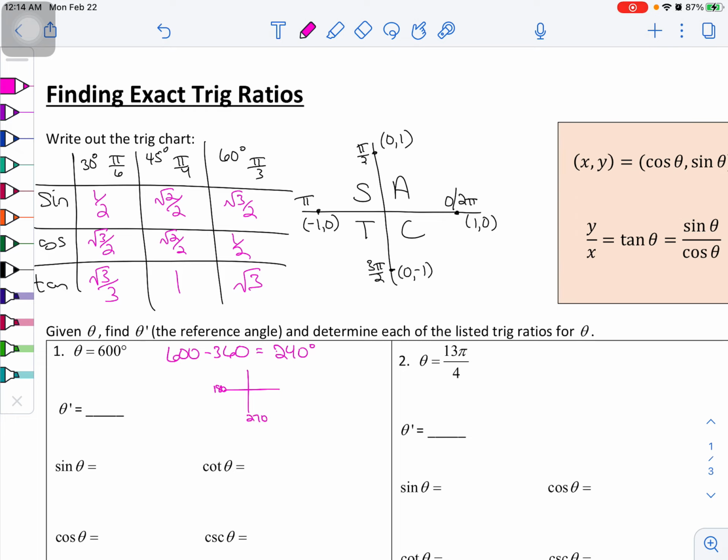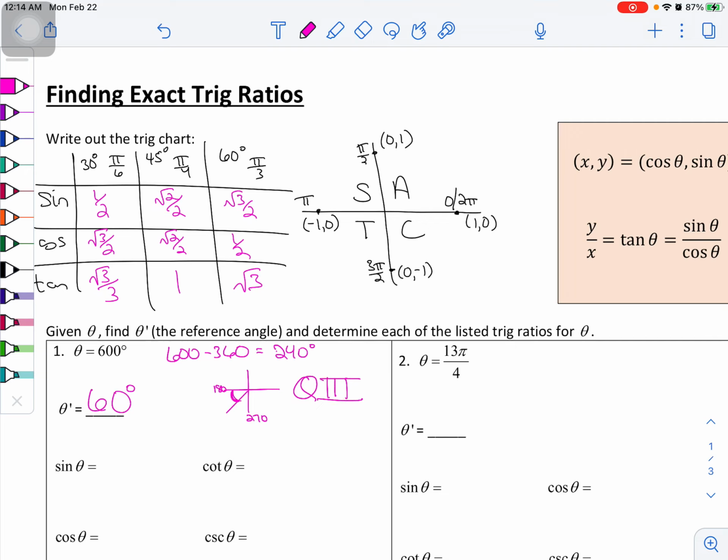Now, what I want to figure out is how close is 240 to the nearest x-axis. So if I were to think about this in terms of degrees, I know this is 180 degrees. I know this is 270. So 240 is going to be somewhere in here. And basically what I want to do is figure out this little angle right here. So 240 minus 180 would be, let's see, 60 degrees. That's my reference angle, okay?